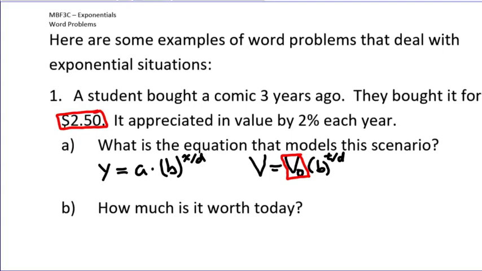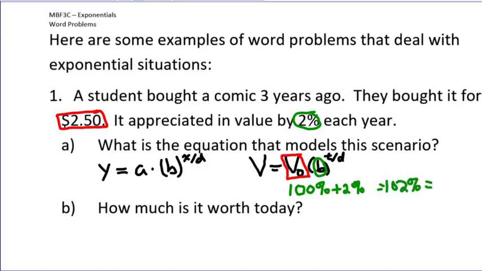Now the b value is how much, or by how much, is the value of the comic book increasing? Well, that's related to 2%, but we don't, and this is one of the hardest things about exponentials, a lot of students just want to shove that 2% into the equation, and unfortunately that's not how these work. Your b value is always based on 100%. So if I'm increasing by 2%, that means that I have 100% plus 2%, which is a 102% increase.